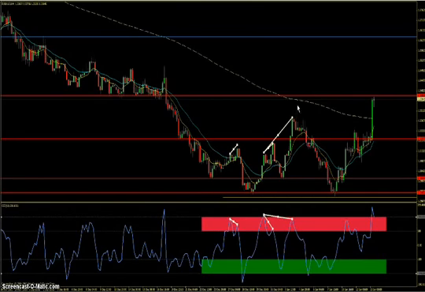Our stop would be above that swing high, and our target would be somewhere around this support and resistance area, although with a bigger type of divergence you'd expect it to have a little more movement, and perhaps set this up as your target. Let's take a look at another one.